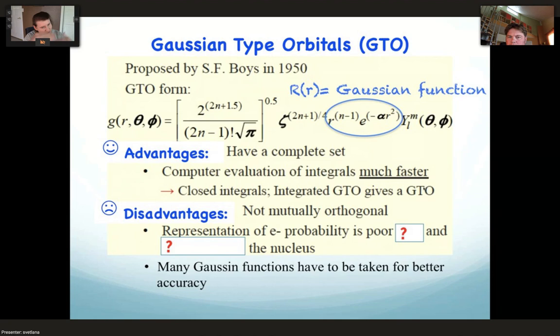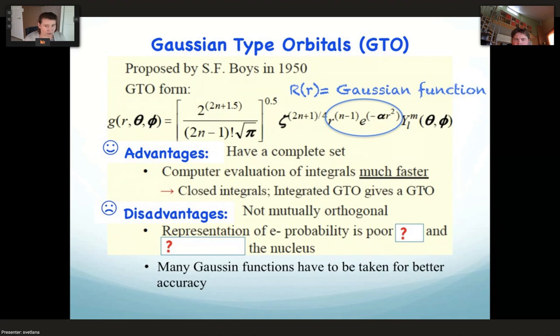So advantages: because of the much better behavior of the Gaussian functions from a mathematical point of view, integration goes faster, and we also know the analytical solutions, so it's much easier to operate if we use GTO, which stands for the Gaussian orbitals, rather than just Slater.